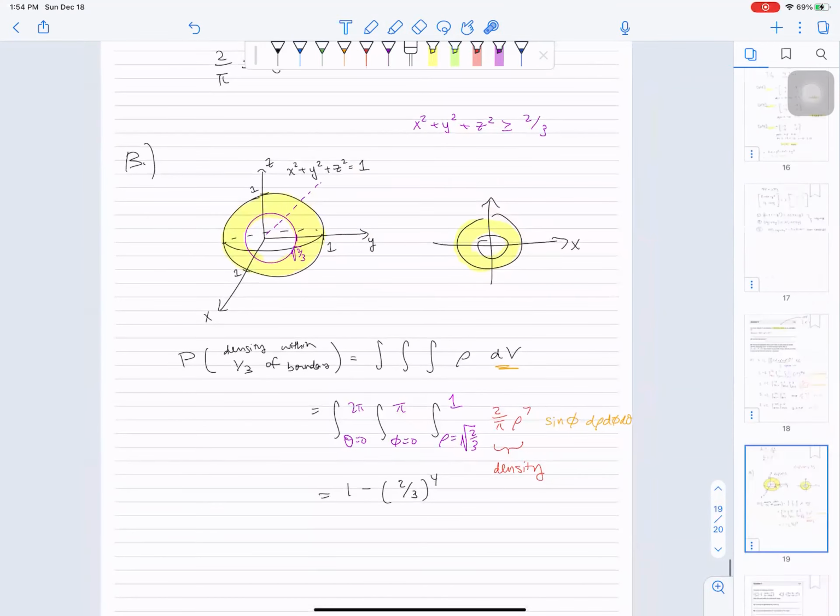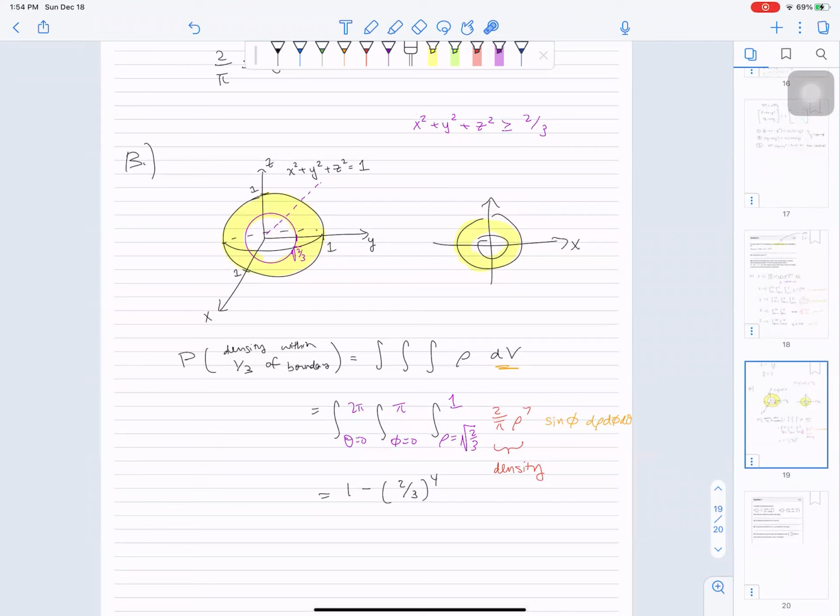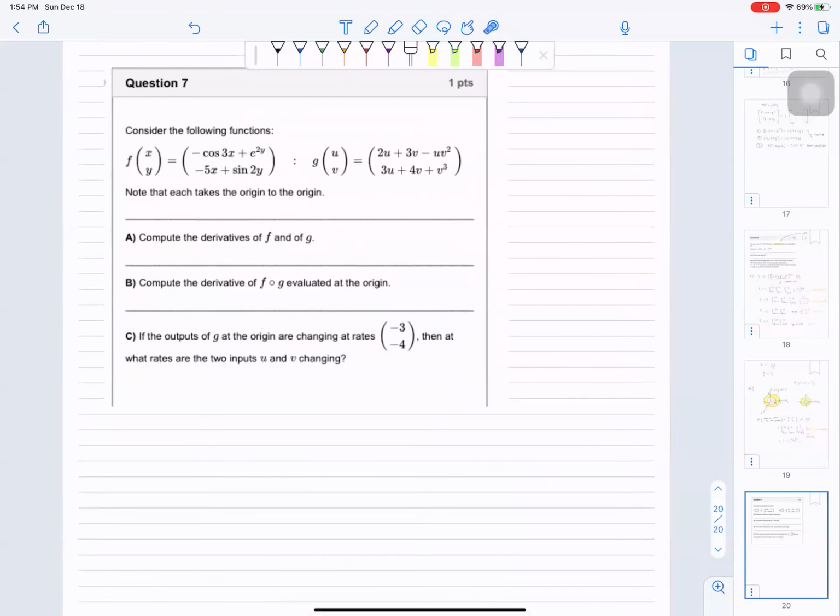Any other questions on 6? Okay, problem 7. Consider the following functions. And note that each takes the origin to origin. Part A, compute the derivatives.